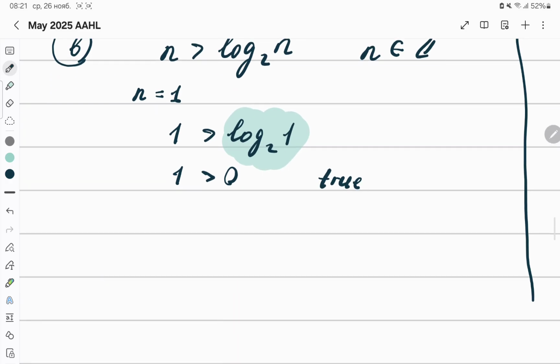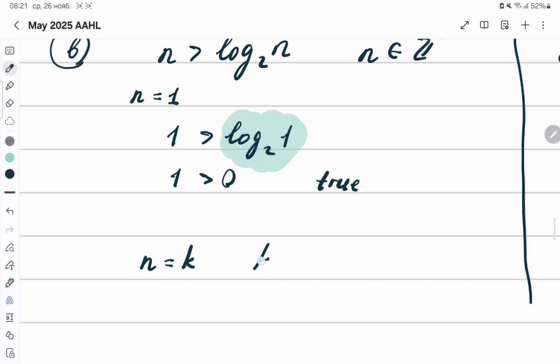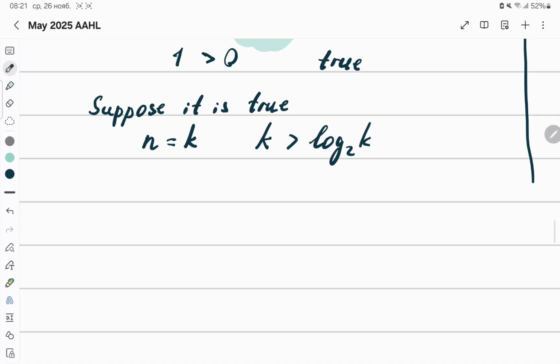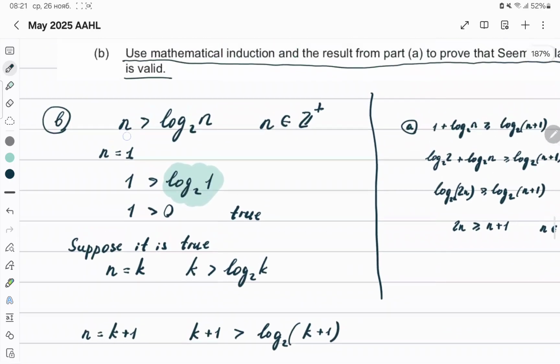Now, second step, n is equal to k. We suppose that it is also true for n is equal to k. So we can say that k is more than logarithm k in base 2. So let's suppose that it is true for n is equal to k. And now the main step, the inductive step, n is equal to k plus 1. Okay, here we have to show that k plus 1 is more than logarithm k plus 1 in base 2. Okay, so now it's our focus.